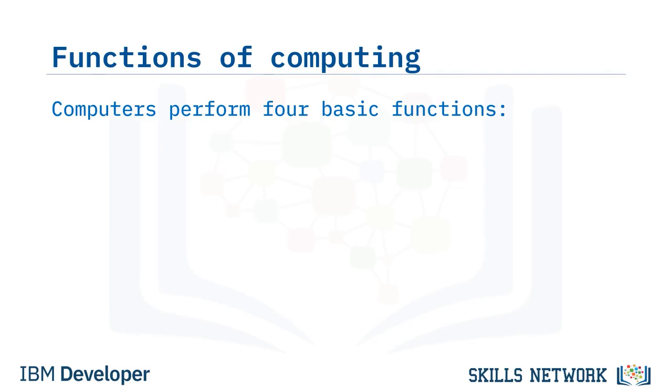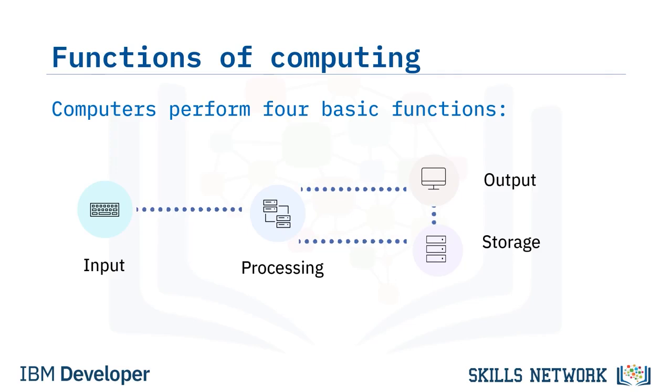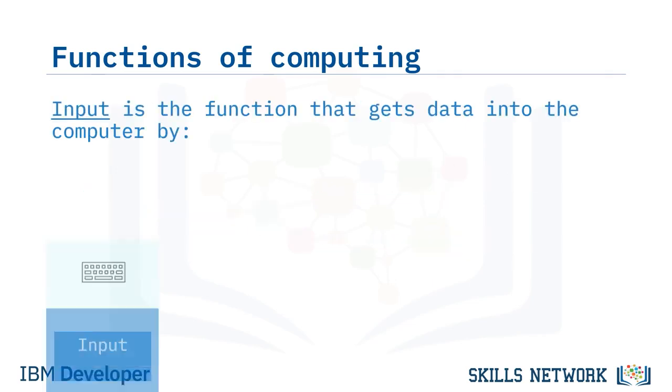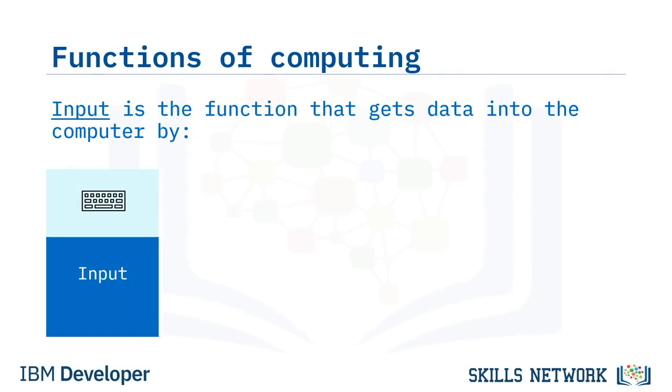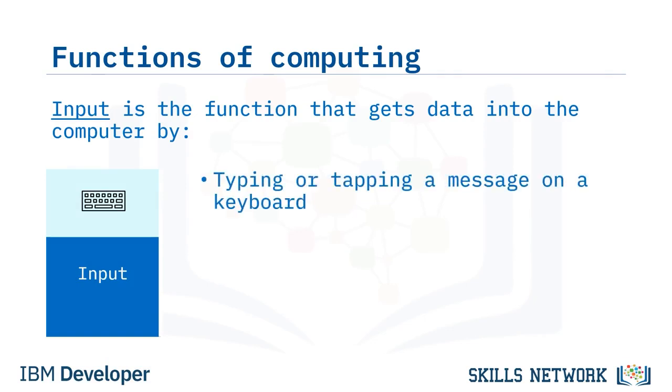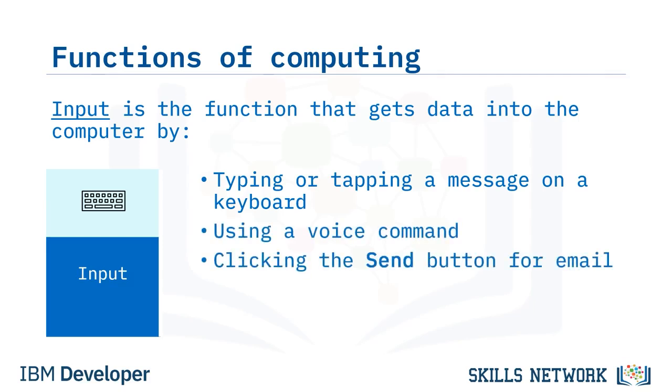Computers perform many tasks, but we can simplify and categorize those tasks into 4 easy-to-remember functions: input, processing, output, and storage. Let's learn more. Input is the function or action of getting data into the computer. Input happens when you type or tap on a keyboard, use a touchscreen, or speak a voice-to-text command. Clicking the send button for an email is also input. Input is also the information and instructions a programmer provides to perform calculations using a set of programs.